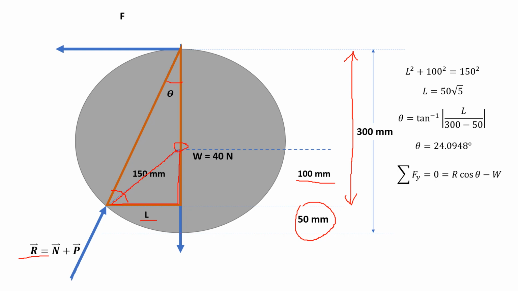Once we get theta, we can now solve for R and F with W. We first sum forces along y equal to 0. So that's R cosine theta, since theta is with respect to the y-axis, minus W, since W is downward. We get R as 43.8178 newtons. And then, summation of forces along x: R sine theta minus F is equal to 0. We get F. The value of F is 17.8885 newtons. And that's what we are looking for.